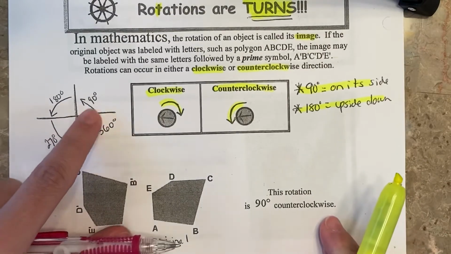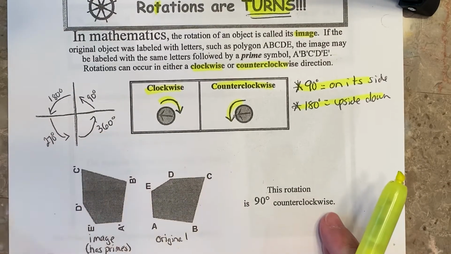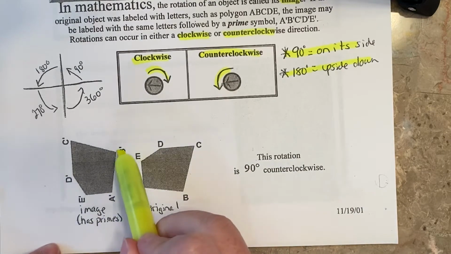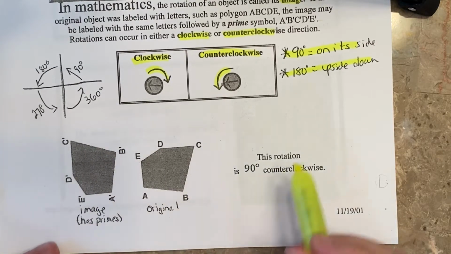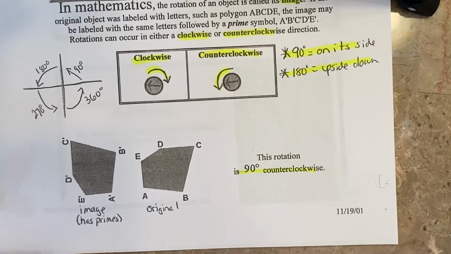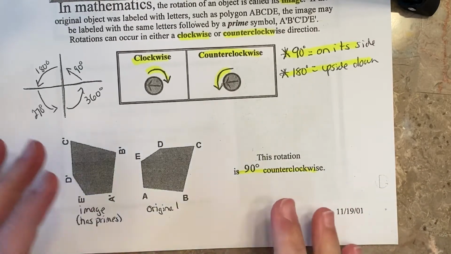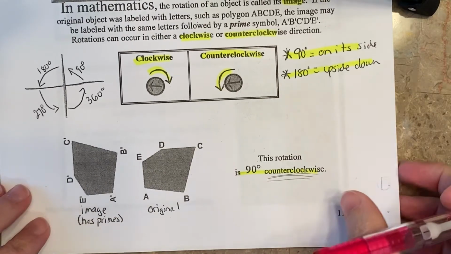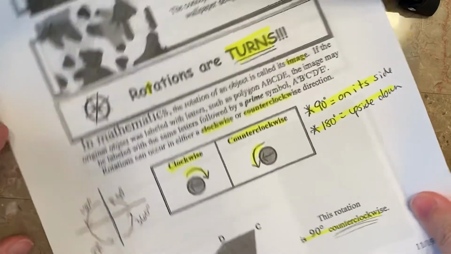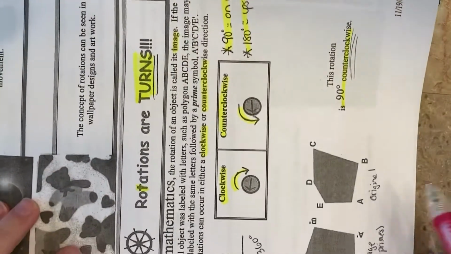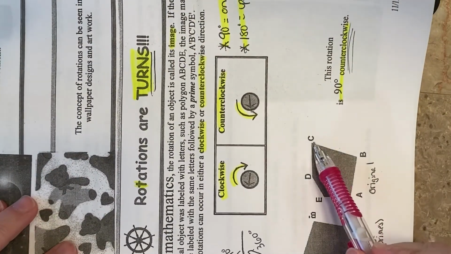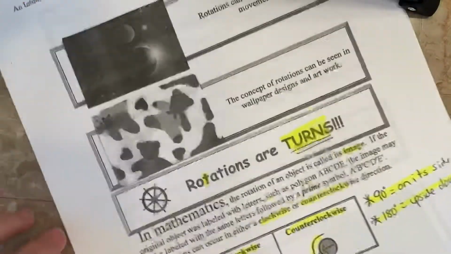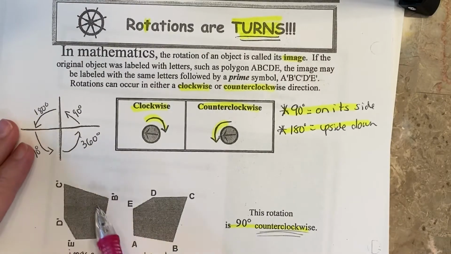So I just split this up here. You can see 90, 180, 270, 360. And you have your original and your image. The image has the primes, and this shows 90 degrees counterclockwise. So 90 degrees would be just one turn to the left. If you took this piece of paper and went to the left one time, what would this new figure look like? Well, C is up in the air now to the left, and A is at the bottom, towards the right. And you notice that's how it is. C is up here and A is down here.